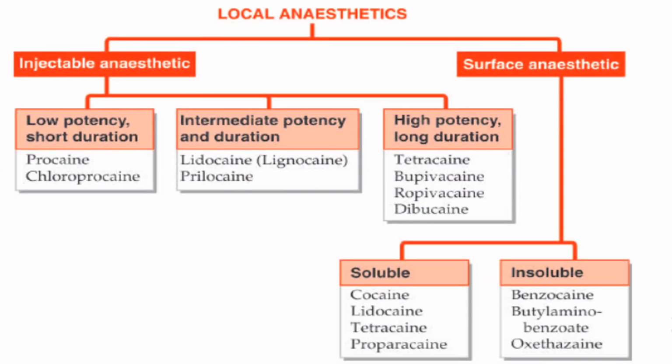And now move on to the drugs which are classified as local anesthetics. These are injectable anesthetics and surface anesthetics. Injectable anesthetics are further classified as low potency or short duration, intermediate potency and duration, and high potency, long duration. Low potency injectable anesthetics are cocaine and chloroprocaine, and intermediate is lidocaine. High potency, long duration injectable anesthetics are tetracaine, bupivacaine, and ropivacaine.